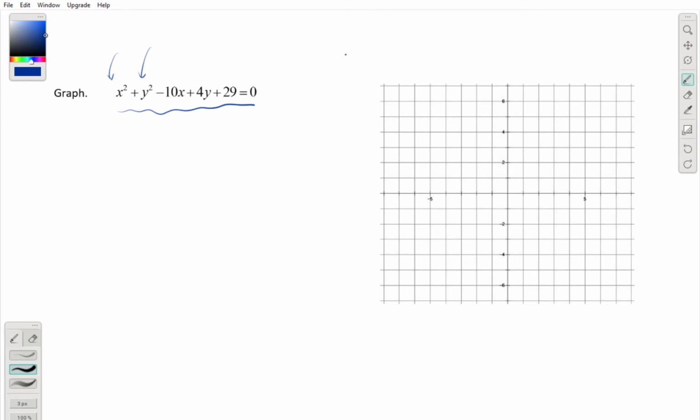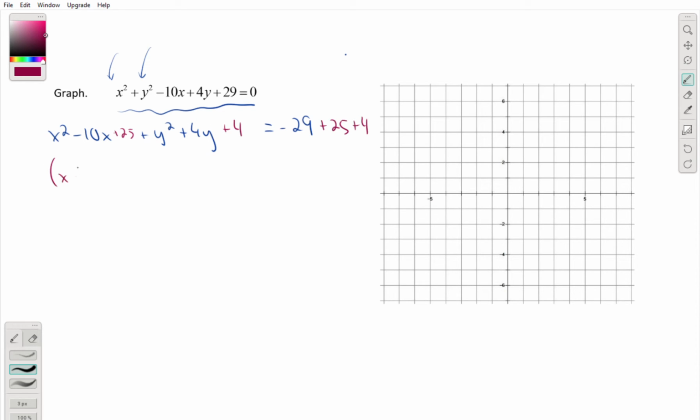But let's just complete the square. Really the procedure is the same whether it's a circle, an ellipse, or a hyperbola. Let's collect our x's together, leave a space, collect our y's together, leave a space, and move the 29 over. Complete the square. Half of 10 is 5. 5 squared is 25. Add 25 to both sides. Half of 4 is 2. 2 squared is 4. Add 4 to both sides.